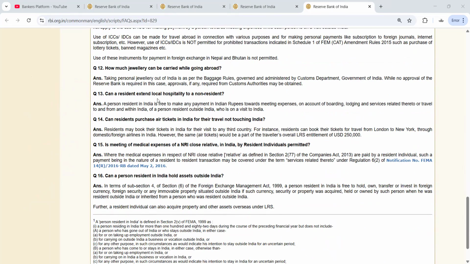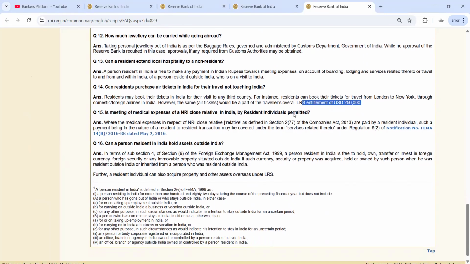So next, can a resident extend local hospitality to a non-resident? A person resident in India is free to make any payment in Indian rupees towards meeting expenses on account of boarding, lodging, and services related to travel to and from and within India of a person resident outside India who is on a visit. Okay. Next, can a resident purchase a ticket in India for travel not touching India? That can also be done. A resident may book a ticket. That should be within the limit of 2,50,000 dollars.